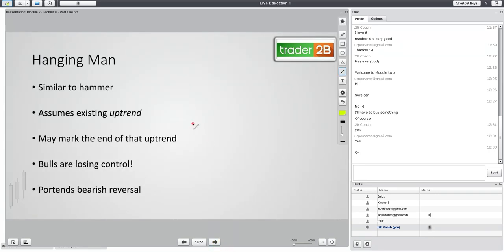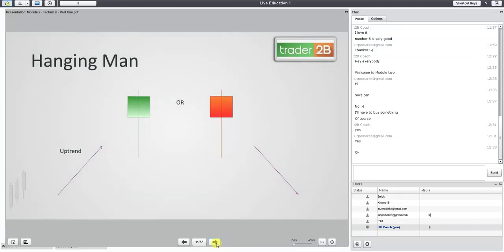So a hanging man is essentially the opposite of a hammer. It assumes existing uptrends. It may mark the end of that uptrend. It basically signals that bulls are losing control of this trend in the market, and it pertains to a bearish reversal. So again, a hanging man is essentially the opposite of what we were just looking at.